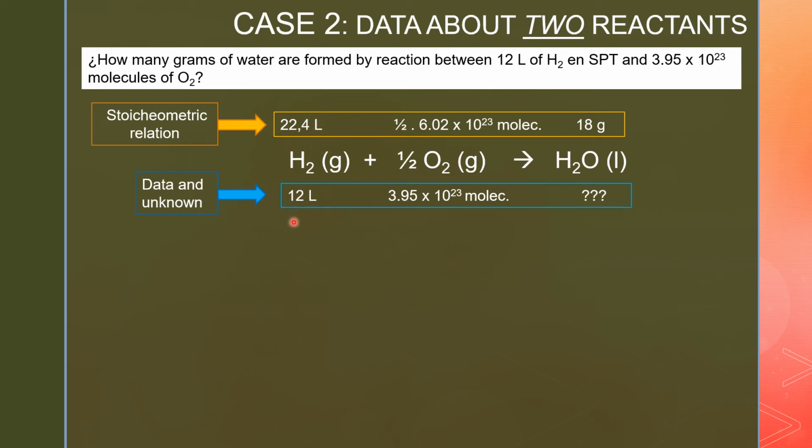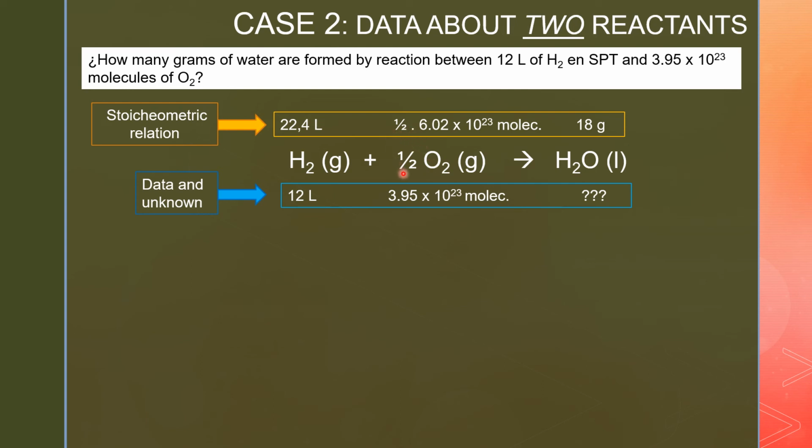Here in the hydrogen, I know I have 12 liters, and the stoichiometric relation is here only 1 mole. So how many liters are 1 mole of gas if I am in standard conditions? 24.4. The oxygen is given in number of molecules, so the relation I have with number of molecules is the Avogadro's number for 1 mole.